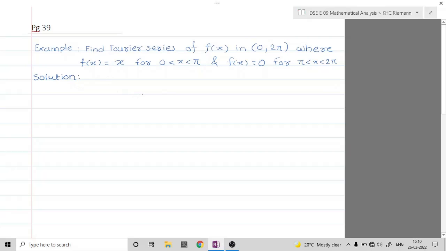So you know what to do: the integration 0 to 2 pi. As it is defined in two parts, we break this integration into two parts: integration 0 to pi plus integration pi to 2 pi. That addition will give you the total integration from 0 to 2 pi.